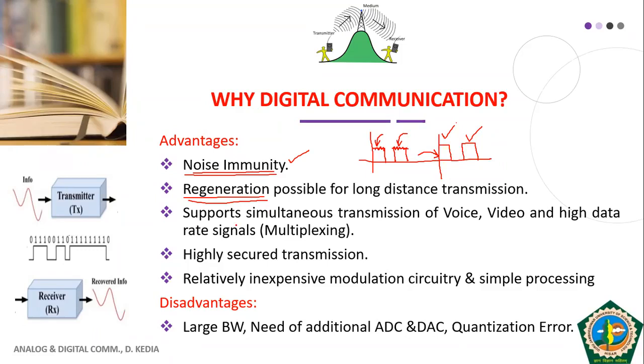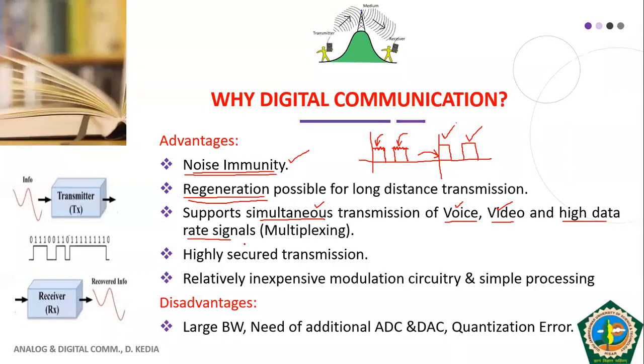Next. Apart from noise immunity and regeneration, another important advantage of digital communication is that we can mix, we can simultaneously transmit differently natured data. Your information signal may be voice, it may be video, it may be some high data rate signal. These are different kinds of signals. With the help of digital communication, it is possible to simultaneously transmit these signals. And why is it so? Whether it is voice or video or high data rate signals, once they have been converted into the digital domain, all are in the form of ones and zeros.